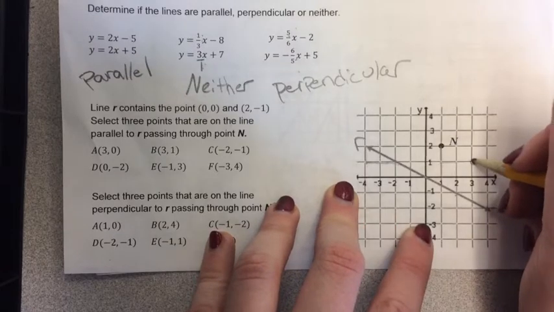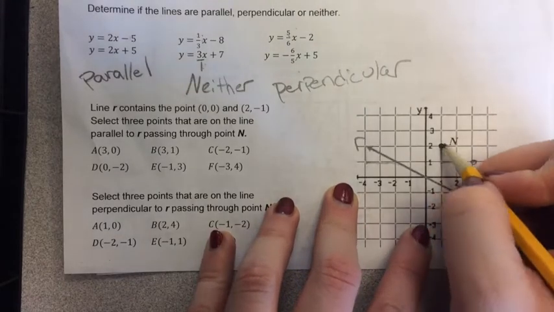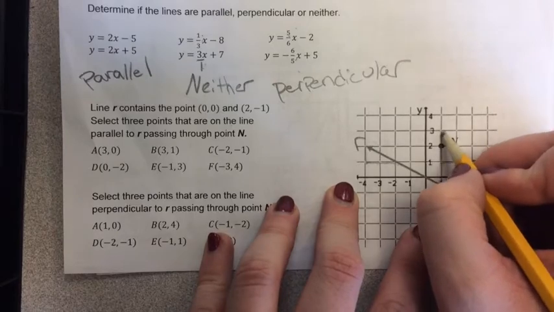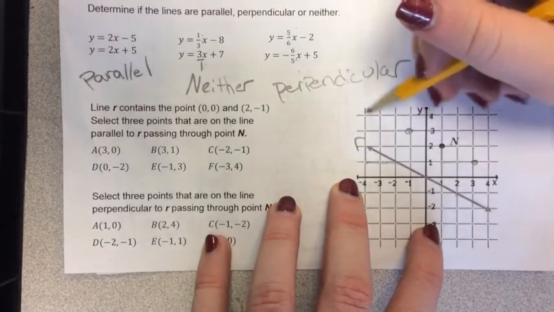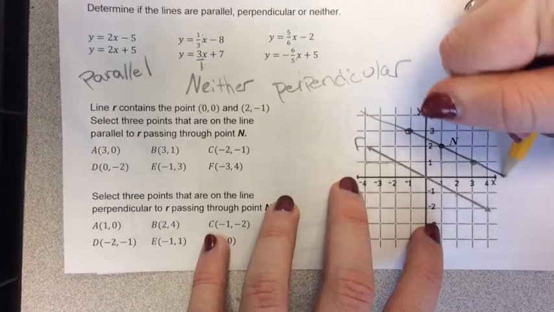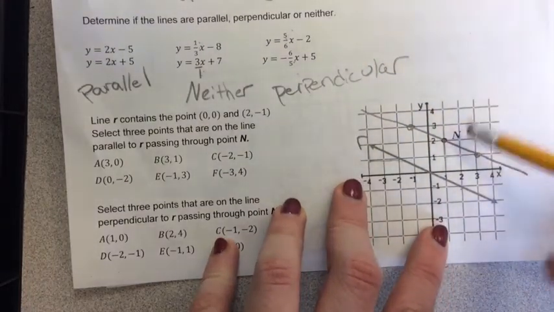-1/2. And then I'm going to do the same thing here, but backwards. So I'll go up 1 and to the left 2. All right. So there's our parallel line.